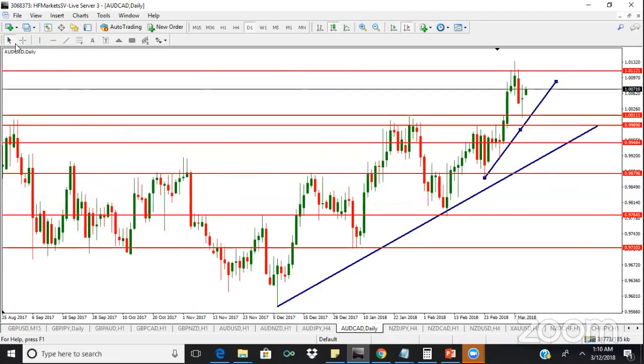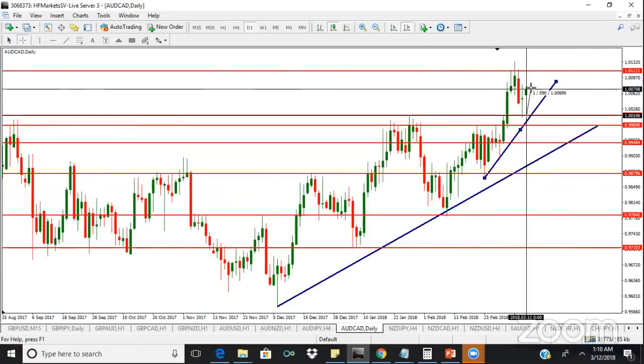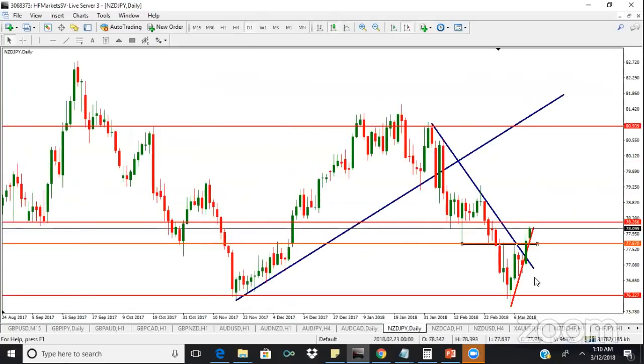Look at the same thing. The sell trend line was broken. You enter a buy on New Zealand JPY and you are up. So this line is useless. This line is the current line we are obeying. Okay. So that means currently we are looking for a buy opportunity.